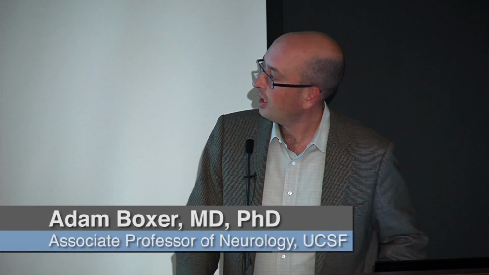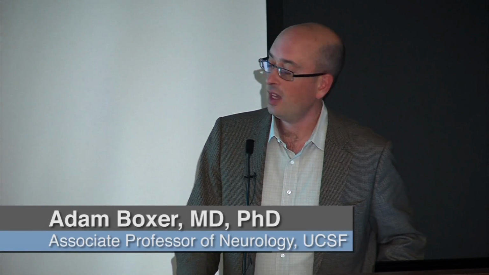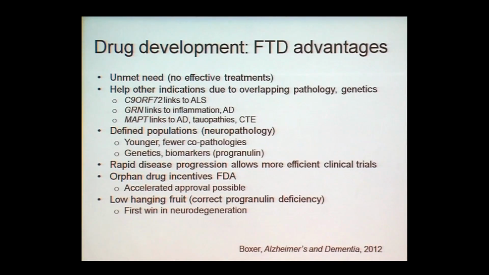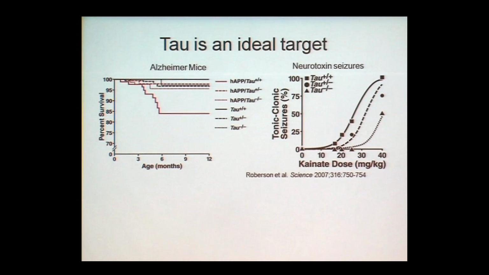So really, again, we've been thinking about FTD because it may have advantages for drug development, because there are these genetic links, because the patients are younger, and we have biomarkers that may help us to develop treatments. There are also other FDA incentives that may allow us to develop treatments. And so the one protein that we've been focusing the most on is this protein called tau that makes up the neurofibrillary tangles that I showed you pictures of before.